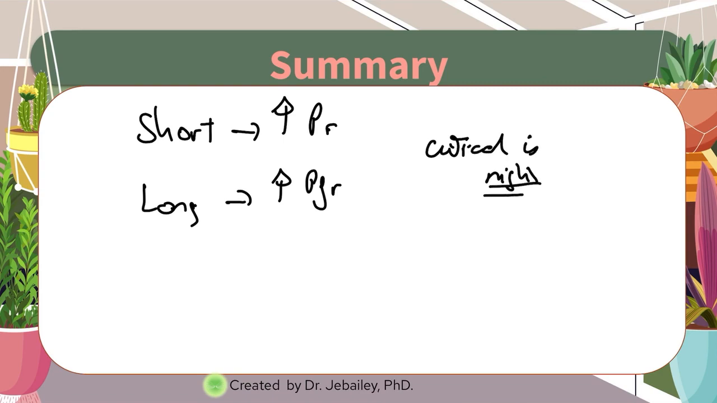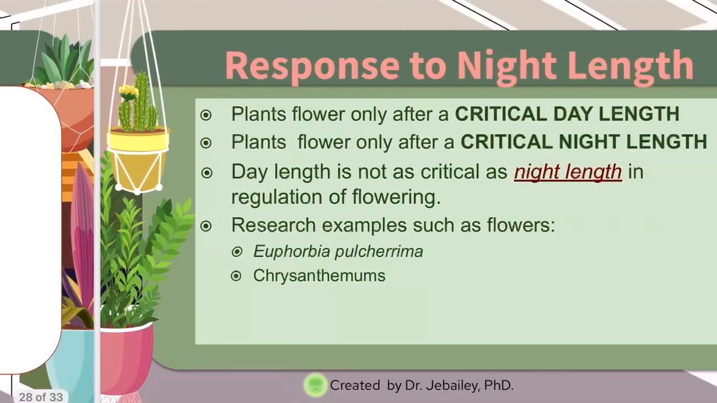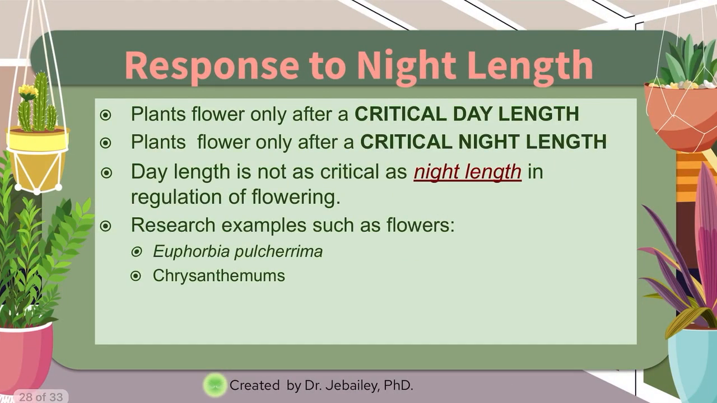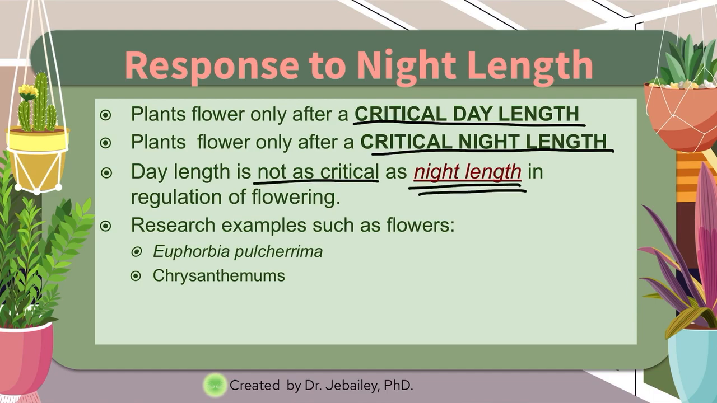It all depends on the night. Many people think it's the light, but it's actually the night. The night is what defines if you're going to flower or not. So plants flower only after critical night length. But the day length is not as critical as the night. So the night is the most important thing. So for the multiple choice, remember, the night is the most important thing for the flower.